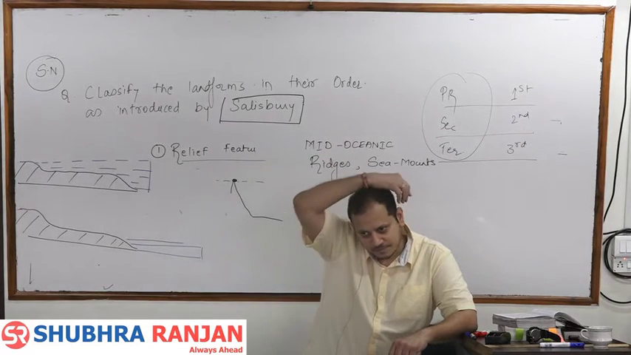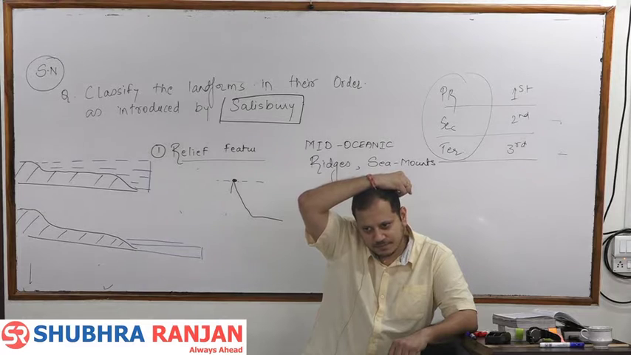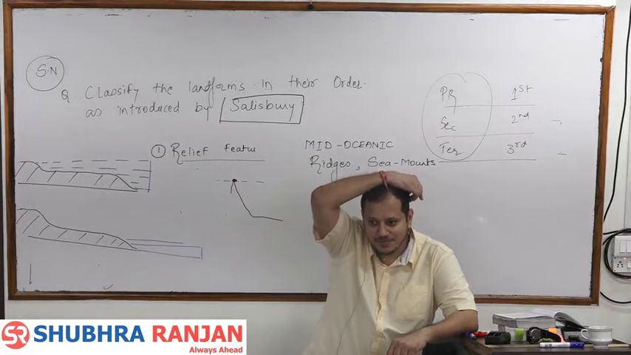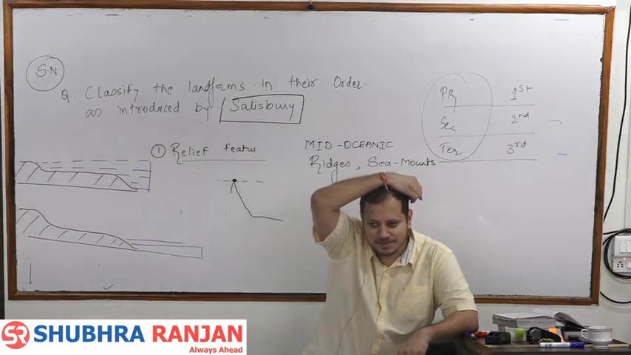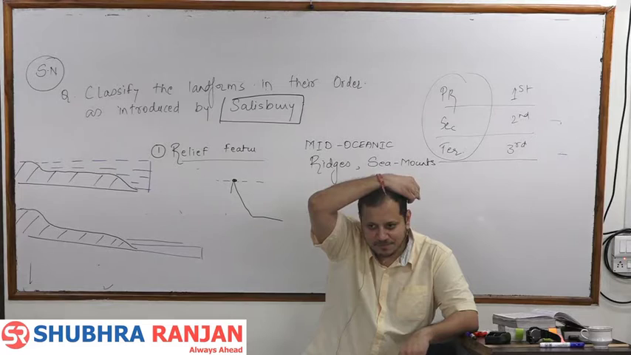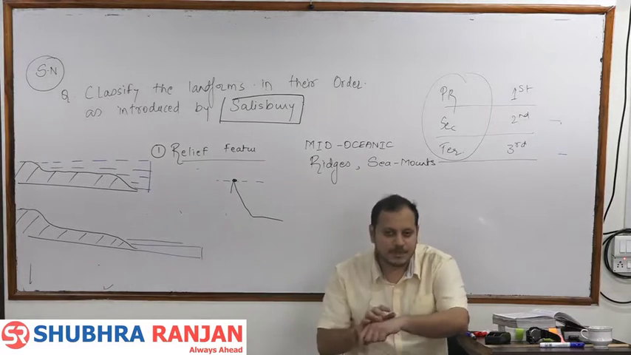But yes, black soil is not a plain, it is a plateau. Deccan Plateau. We don't say Deccan Plains. Getting it? So, next point.